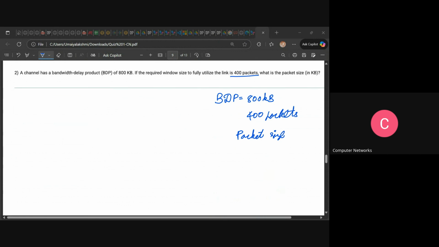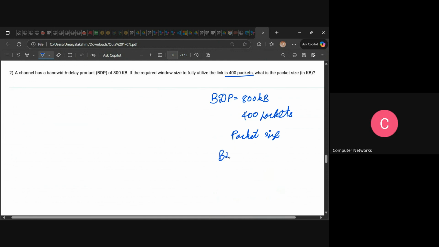So BDP first can be like, BDP is bandwidth into propagation delay, I believe. And the other way is BDP equals window size into packet size.